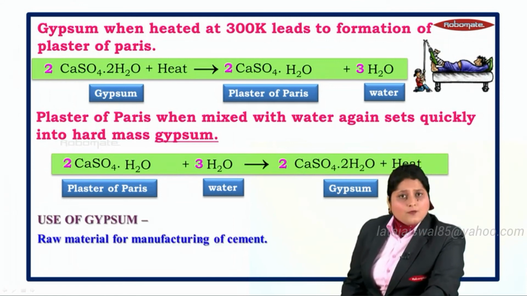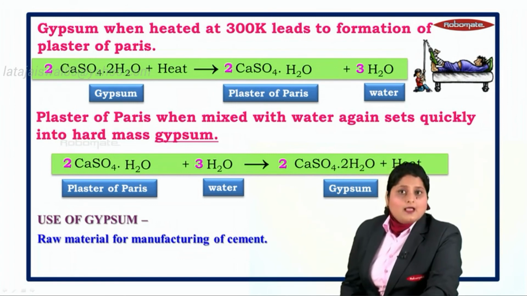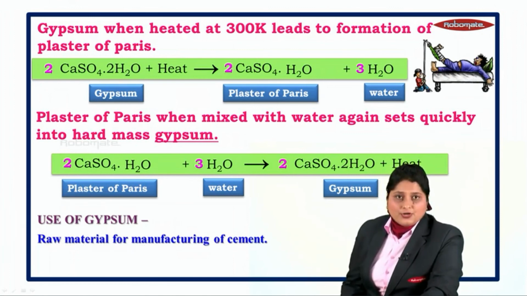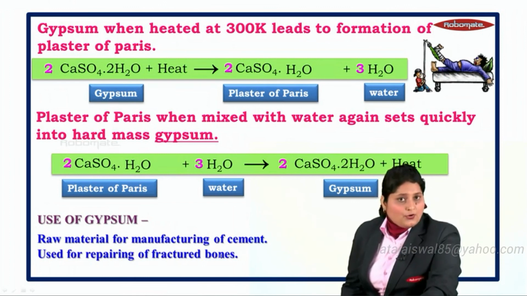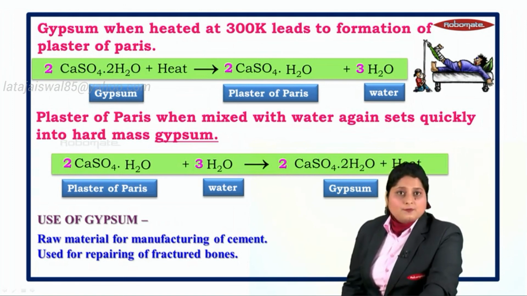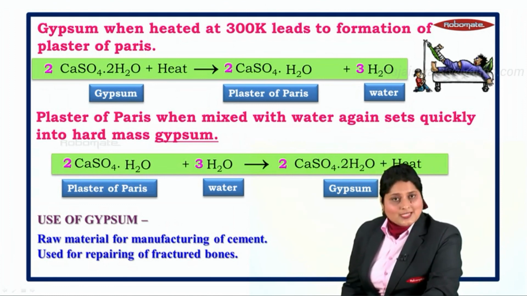Now where and how we use plaster of Paris or gypsum, let's understand. First of all, gypsum or plaster of Paris is used as a raw material for manufacturing of cement. And the second most important use of this compound is repairing fractured bone. You all have seen that when you have a fracture, to join the bones, doctors use plaster of Paris, which in turn sets into a hard mass called gypsum. We will learn more salts in the next module.